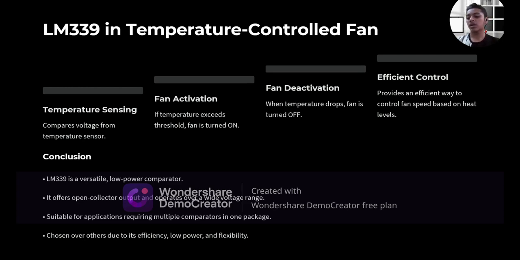So the conclusion is LM339 is a versatile low power comparator. It offers open collector output and operates over a wide voltage range, suitable for applications that require multiple comparators in one package. Choose it for its efficiency, low power, and flexibility.